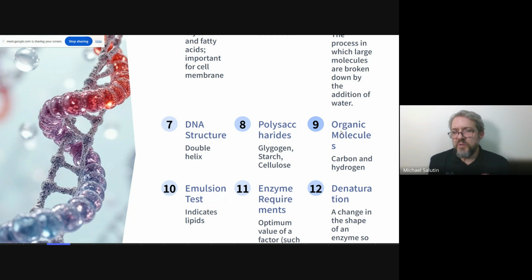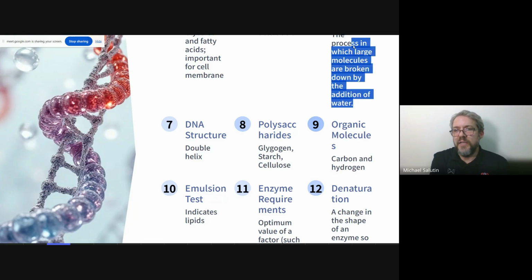It's important to remember in number 9 that all organic molecules contain carbon and hydrogen. This is why we often refer to life on Earth as carbon-based. We don't know if there are other bases for life elsewhere, but here it's carbon-based. It always has carbon and hydrogen elements in it.